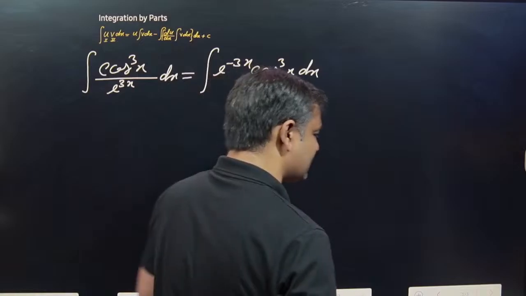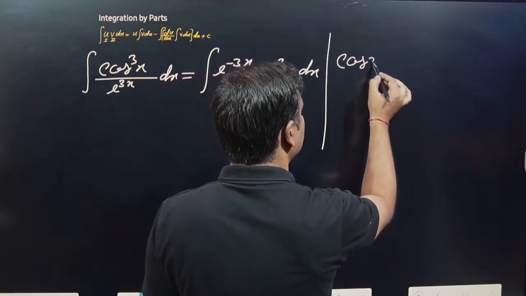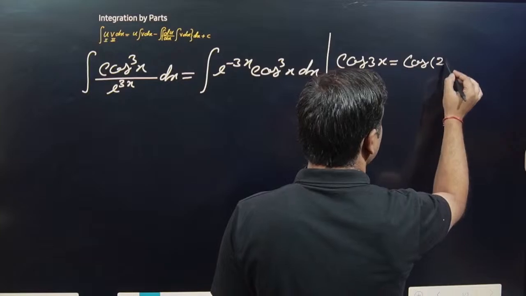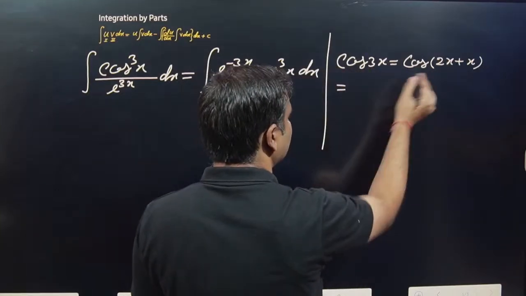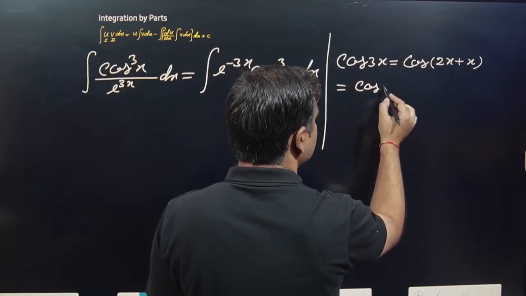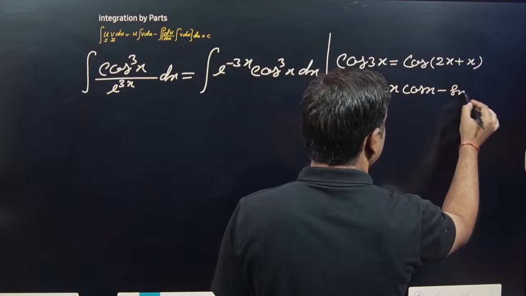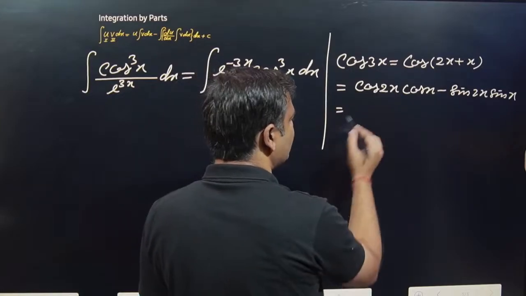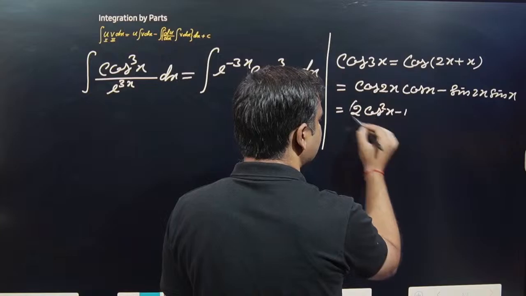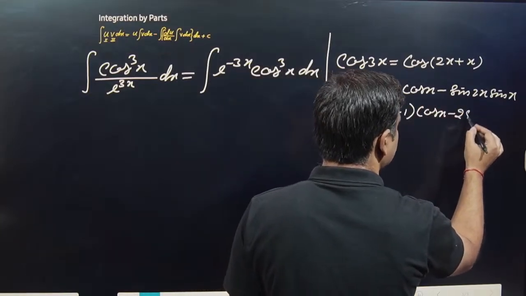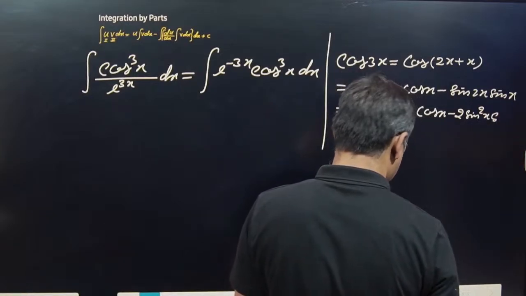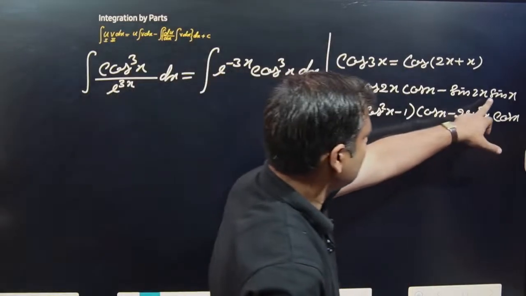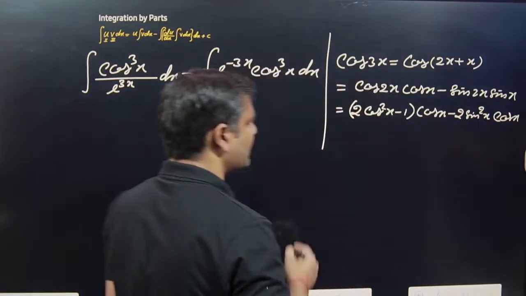Okay, I know that if you don't know the formula of cos 3x, then simply 3x is basically 2x plus x, cos of that, and that is cos 2x into cos x minus sin 2x into sin x. After that, cos 2x is 2 cos square x minus 1 into cos x, and this one is 2 sin square x into cos x. Basically sin 2x is written as 2 sin x cos x, so 2 sin x cos x, and also multiplying by sin gives sin square.